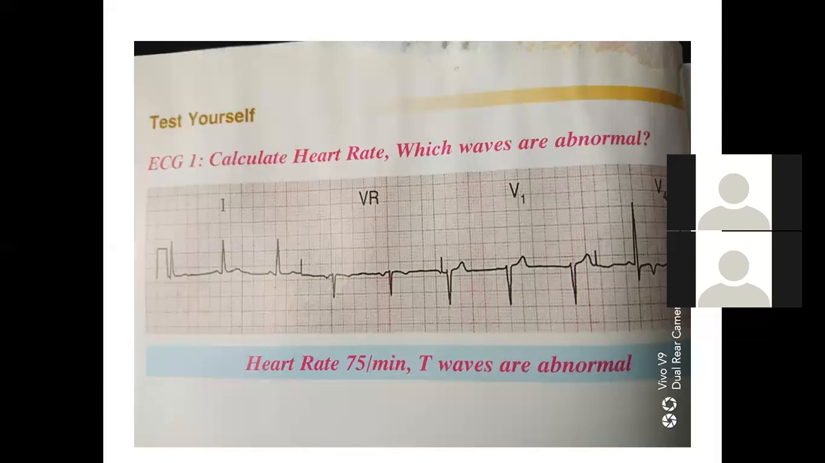You see all the leads. See lead 1, calculate the heart rate. See lead V4. Is the heart rate the same in all the 4? Sir, the rhythm is irregular. No sir, it's almost 5 big squares. So it will come to 60. 60, yes sir. 60 per minute.